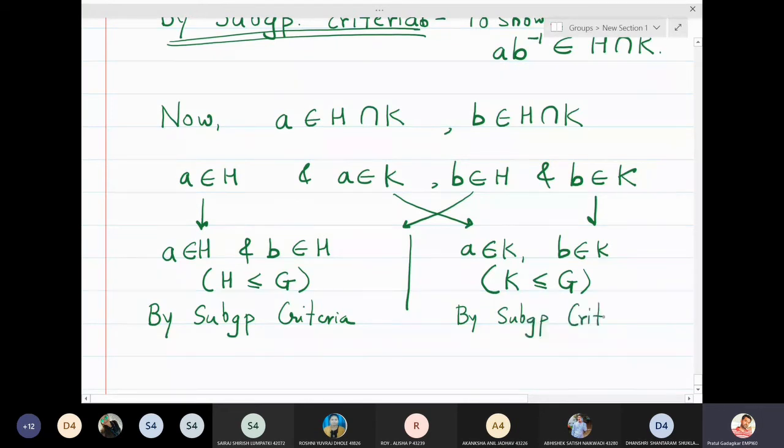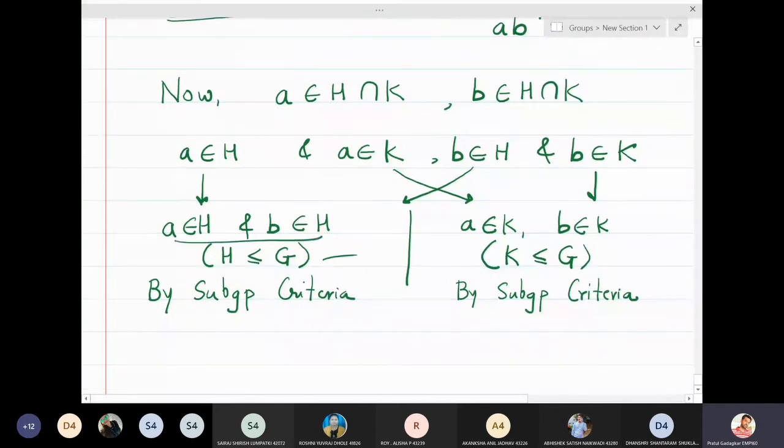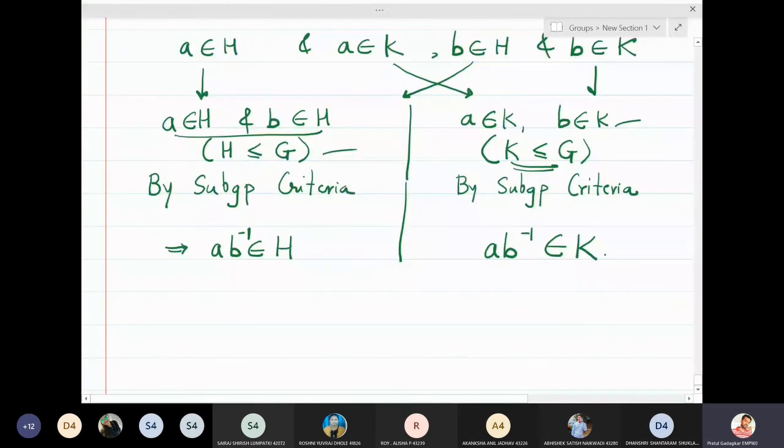Therefore, by subgroup criteria, for A and B in H, I can say that AB inverse must belong to H. Similarly, K is a subgroup of G and A and B are in K. Therefore, by subgroup criteria, AB inverse must also belong to K. This means that AB inverse is an element in H, and AB inverse is an element in K, and therefore AB inverse belongs to H intersection K.